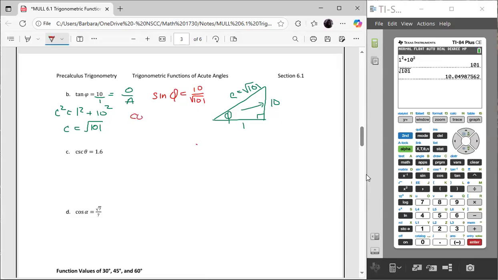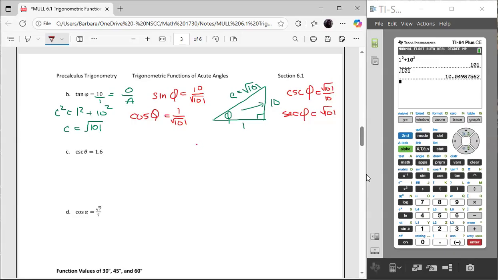The cosine is adjacent over hypotenuse. We already have the tan. We'll go ahead and get the reciprocal function. So the cosecant of phi is equal to square root of 101 all over 10. And then the secant phi is equal to the square root of 101 over 1, which is just the square root of 101.